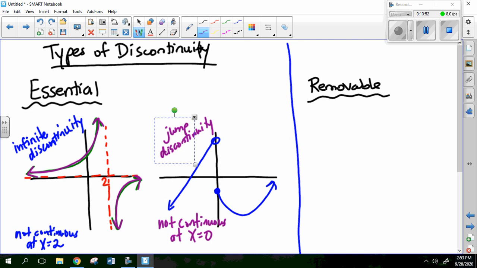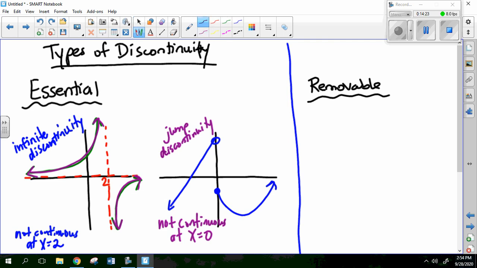All right, and those are grouped together as essential discontinuity because there's really nothing you can do to fix it. Meaning you can't change the function in any way and still be a rational function or still be a piecewise, like, you can't actually change the function to make them continuous, all right? You'll see what I mean in just a second. All right, so let's look at removable.